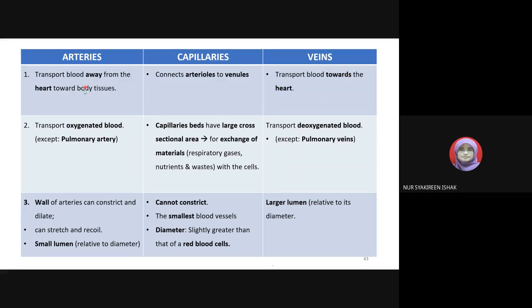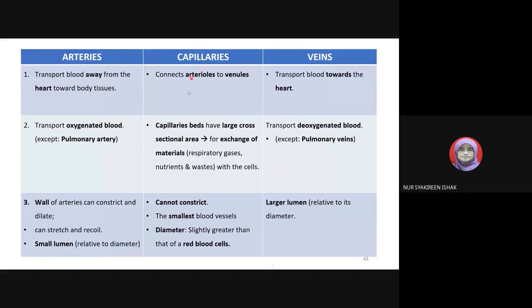So for arteries, oh dah, dalam kepala awak dia dah memang set. Okay, artery dia carry oxygen-rich blood, oxygenated blood. Kecuali pulmonary artery. So pulmonary artery carries oxygen-poor blood to the lung, okay, to the lung from the right ventricle. From the right ventricle lah.